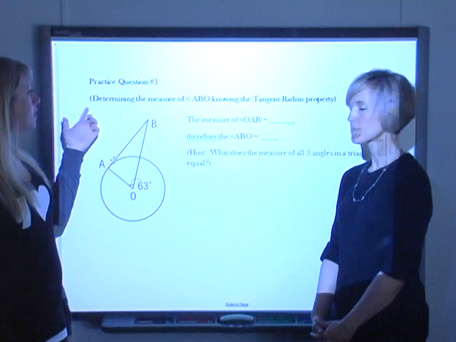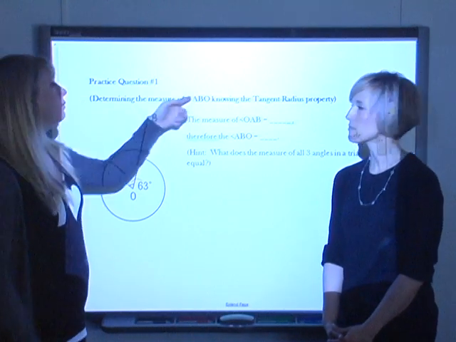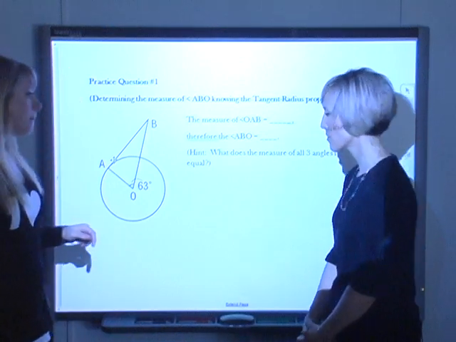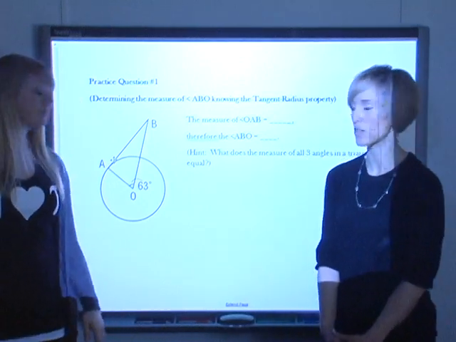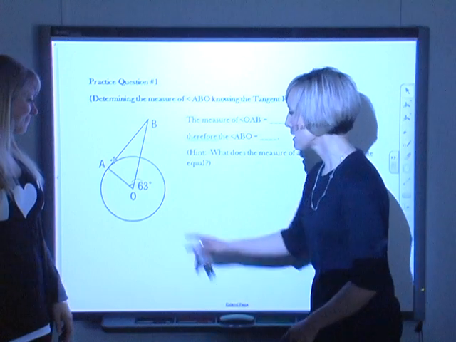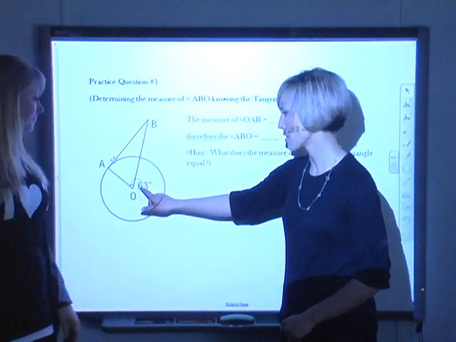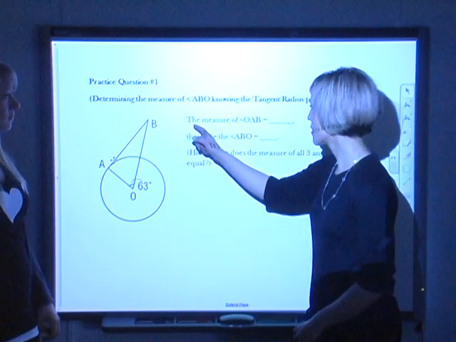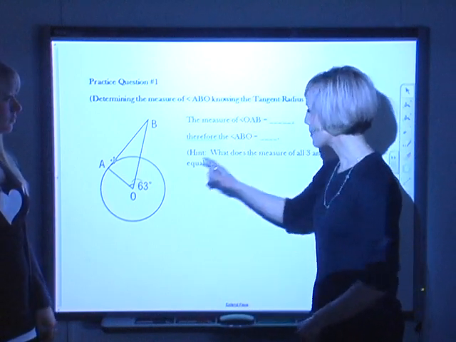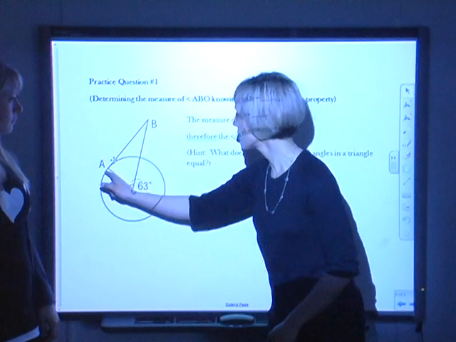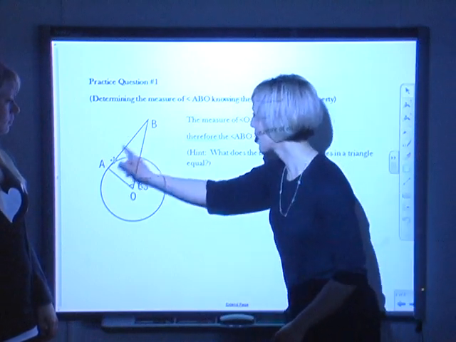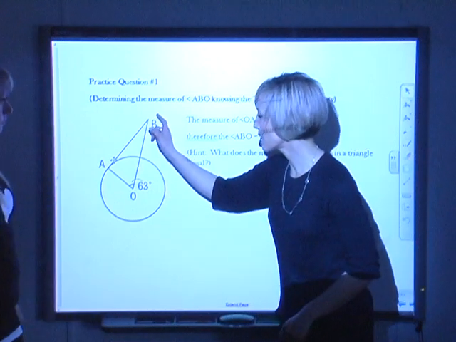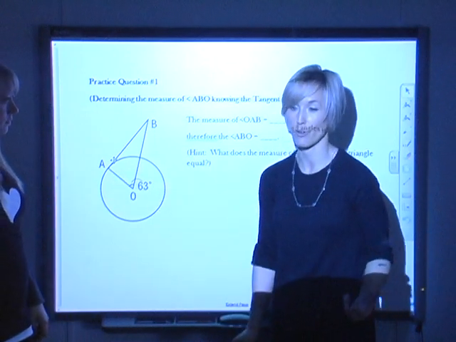So let's use what we learned about the tangent radius property in a real practice question. Okay, so in this question, we are determining the measure of angle ABO, knowing the tangent radius property. Let's look at the information that this question is giving us. Right away, they're telling us that angle O has a measure of 63 degrees. And we're asked to solve two angles here: the measure of angle OAB, this angle, as well as angle ABO, the two unknown angles.